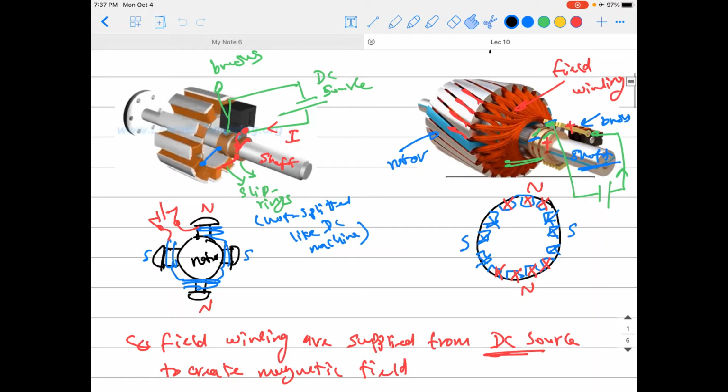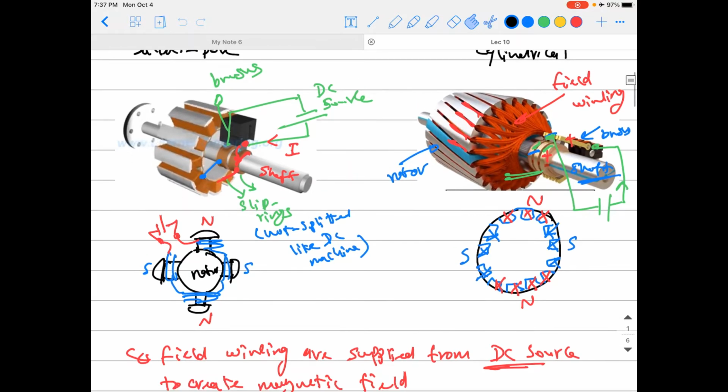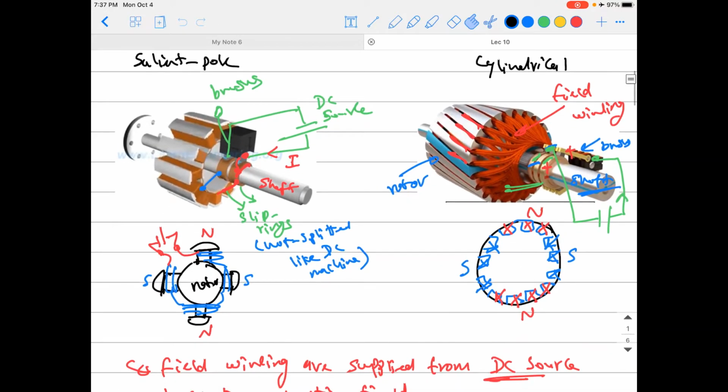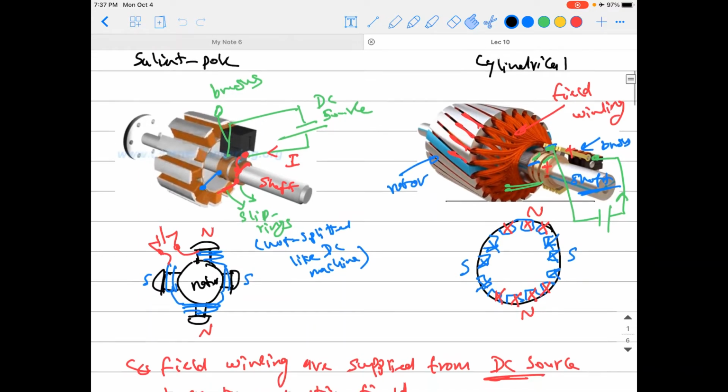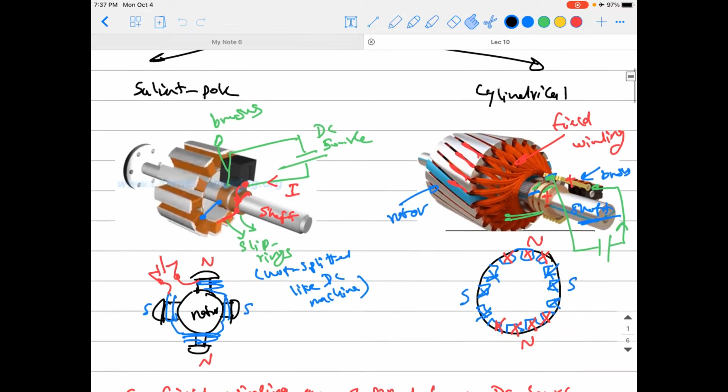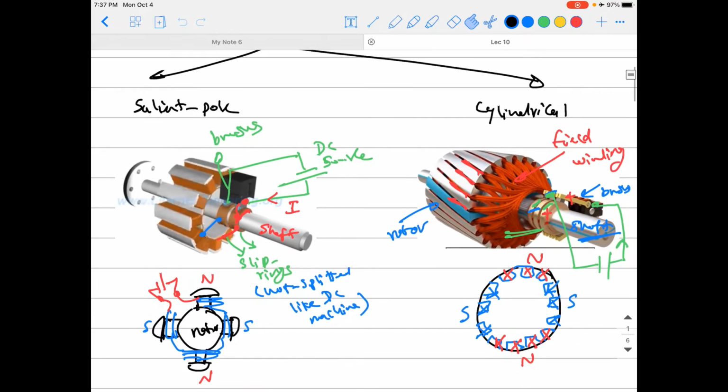And because they are supplied from a DC source by means of brushes connected to slip rings, not a commutator like DC machines, because we don't want to make any change to the input voltage. We just want it to remain DC because we want the north and south poles generated from this magnet to be the same polarity all the time and the same magnitude, obviously, like we said last time.